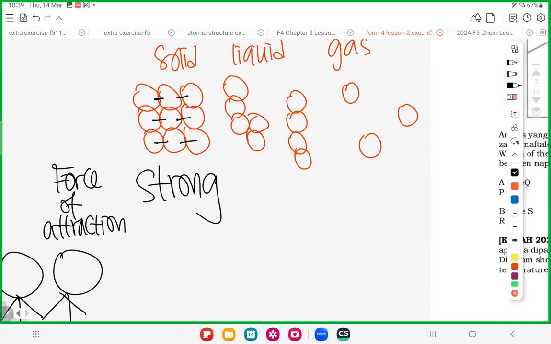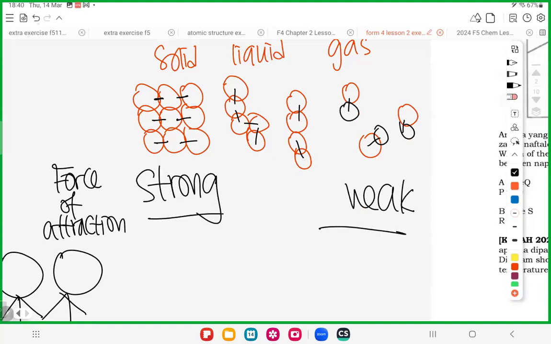So who has the weakest force of attraction? Now this one, not many people holding hand. Maybe only a few people holding hand, not much. When you only have very few people holding hand, the force is weak. Liquid is in the middle. We learned this last week, so everyone should know: solid, the force is very strong. Gas, the force is very weak. Liquid, the force is moderate.